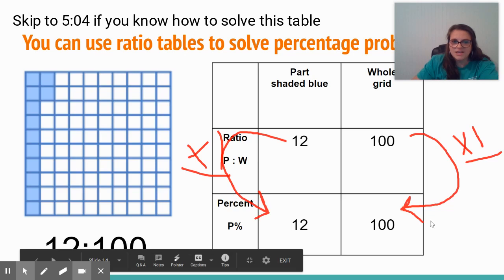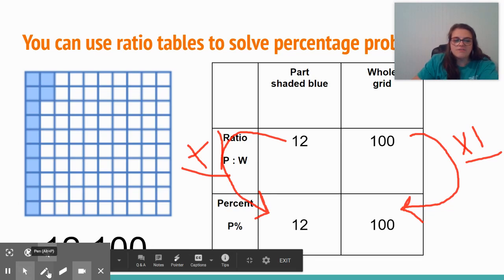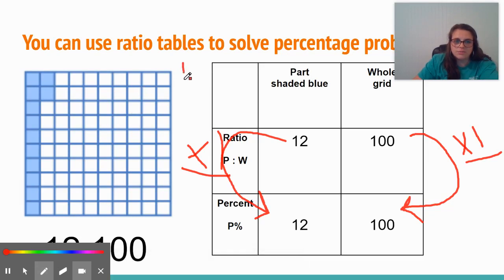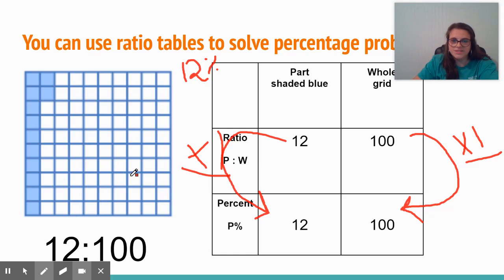So in this case, the percentage of blue squares compared to the whole is going to be 12%. Right? Because it was 12 squares colored in blue out of 100 squares in all. You might be noticing that when it's 100 as our whole, it's the same amount for our percentage. Keep that in mind.